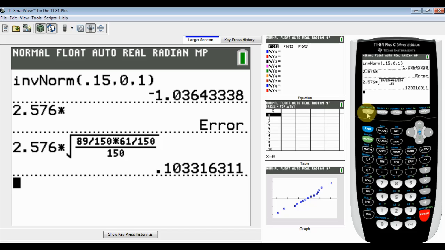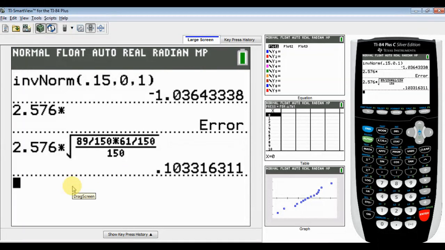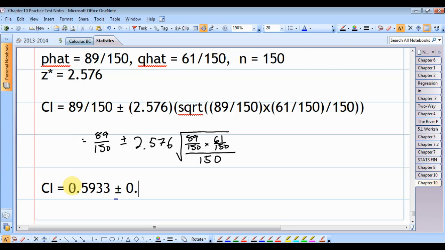Hey, what's that one for the fractions? Alpha F1. What was 89 out of 150? 0.5933. Yeah. Plus or minus, what did I get? 0.1033. There we go. Margin of error. You have a 10% margin of error. That's not nice.